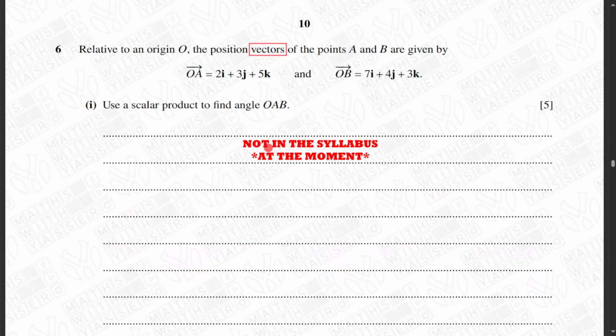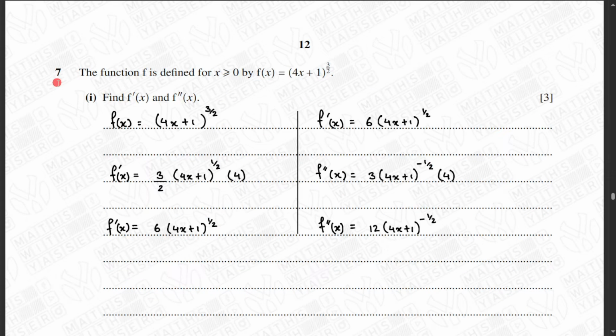Question number 6 is not in the syllabus at the moment. Question number 7. The function f is defined for x greater than or equal to 0 by f of x equals 4x plus 1 to the power 3 by 2. We need to find f prime x and f double prime x. That means we have to find the first derivative and the second derivative of this function.